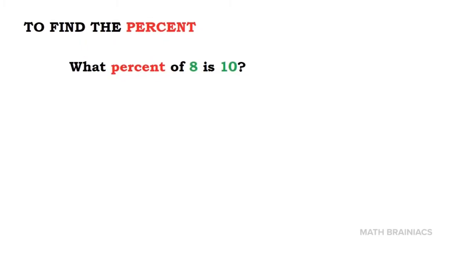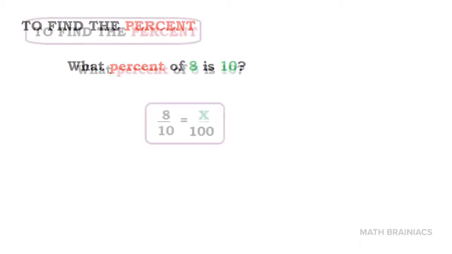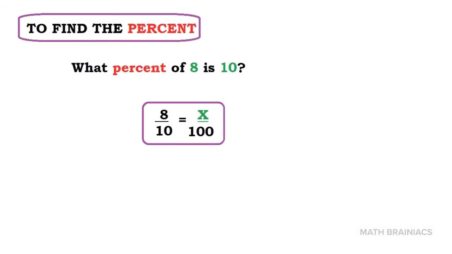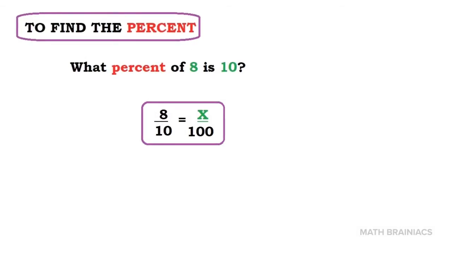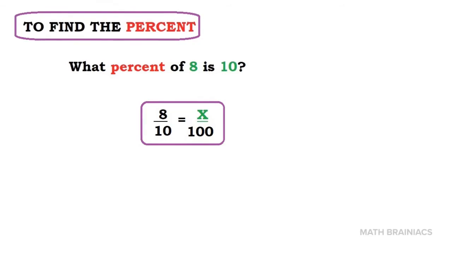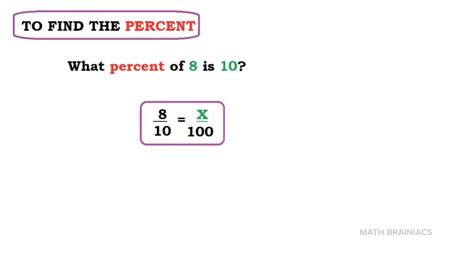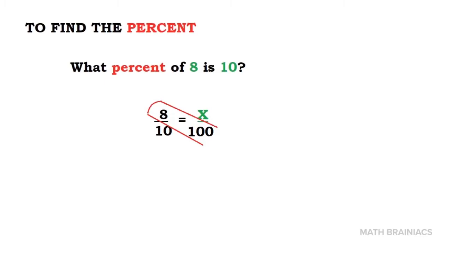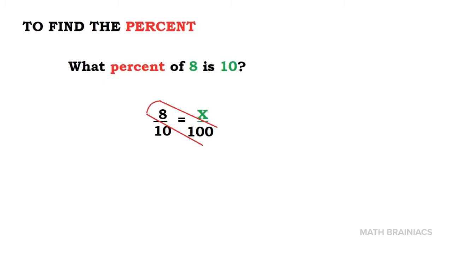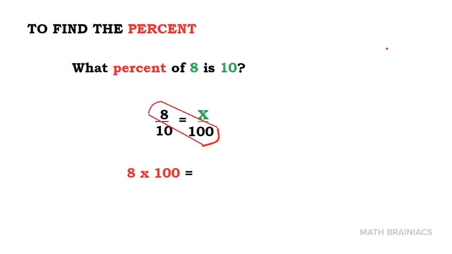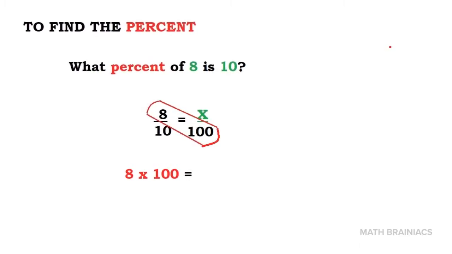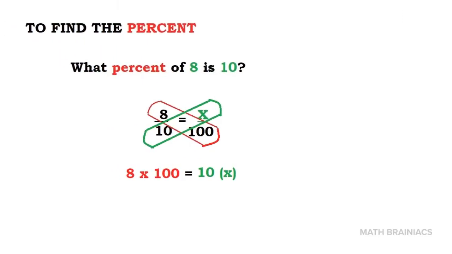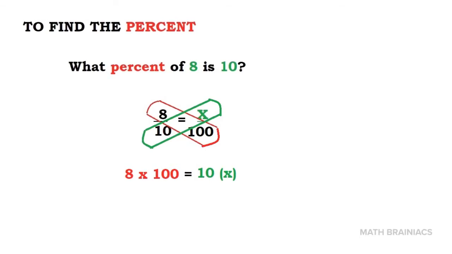For example, what percent of 8 is 10? Since we do not know the percent, let us designate it as x over 100 so that it will be converted to fraction. And then, the numbers that are given are 8 over 10. Following that, we're going to apply the cross multiplication product. Therefore, 8 times 100, we are going to write it below. Afterwards, we're going to cross-multiply 10 times x. It will give us 10x.